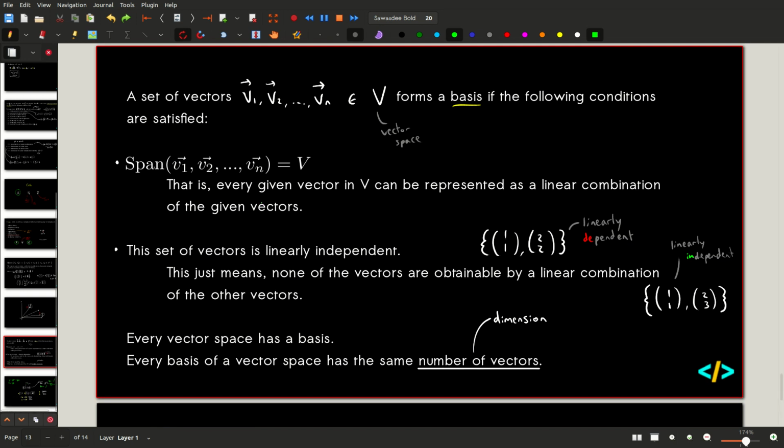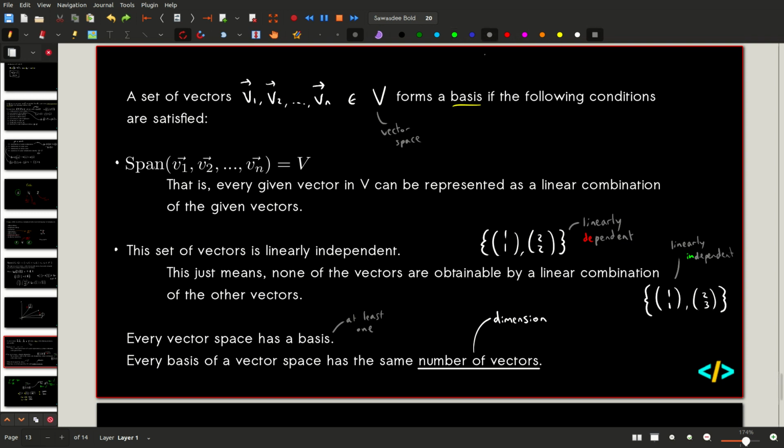The last few things I want to cover is that every vector space will have some basis. R cubed, for example, will have a basis. Every vector space will have at least one. And the basis of a vector space will always have the same number of vectors. You won't have two bases for the same vector space where one has 3 vectors and one has 2, because that means one of them will be linearly dependent, and so it won't be a valid basis.